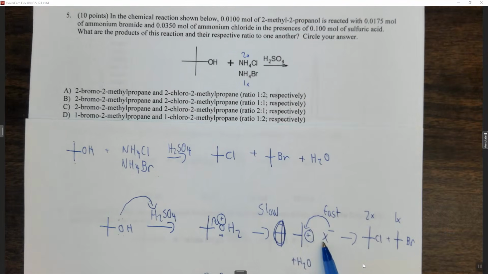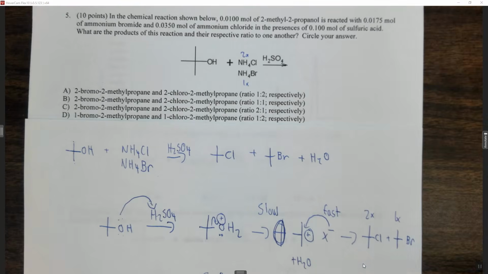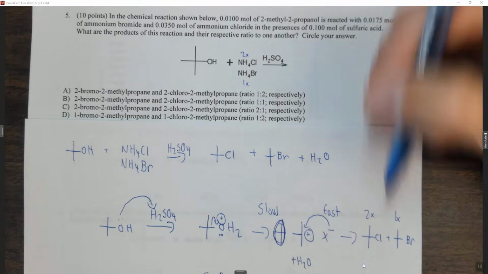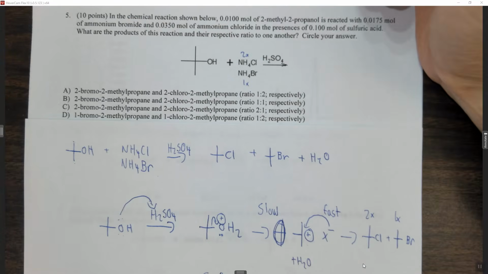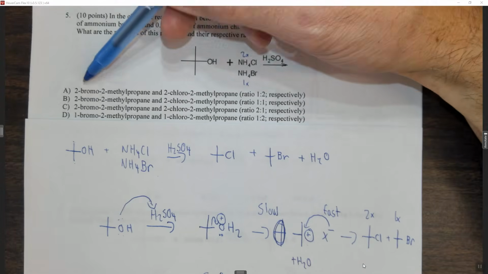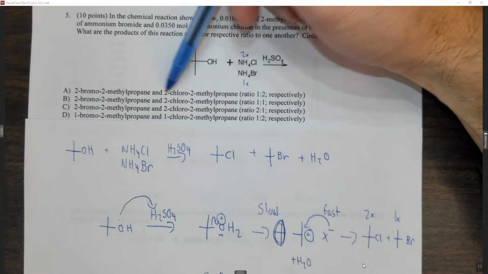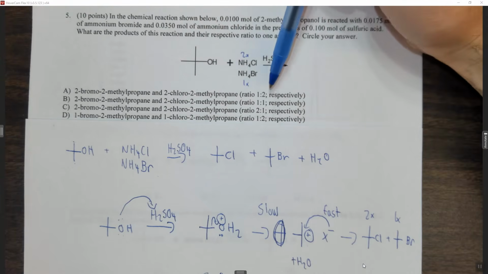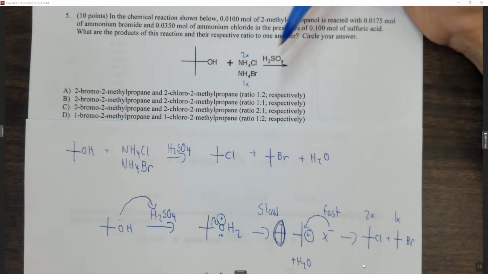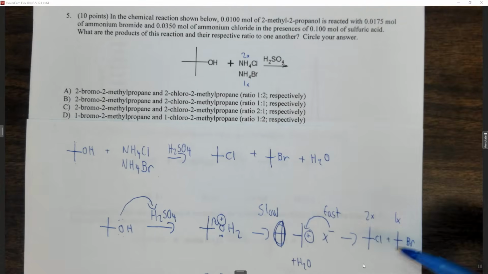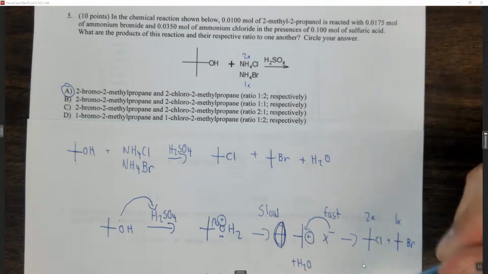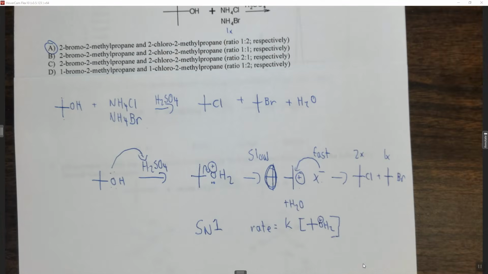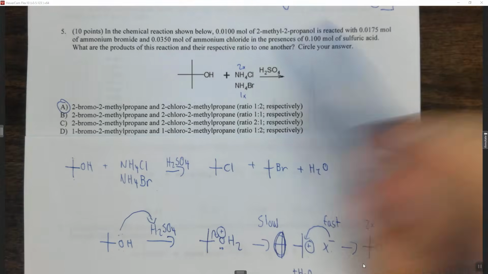So since the nucleophile is not in the rate law, it doesn't matter which the nucleophile is, and the ratio of the products should be the same as the ratio of the nucleophiles. So in this case, we should expect to get 2-bromo-2-methylpropane and 2-chloro-2-methylpropane in a 1-to-2 relationship. We should have 1 of the bromo and 2 of the chloro because of the fact that the nucleophile is not in the rate law and therefore is not part of the strength of the nucleophile. Doesn't matter. Whatever their initial ratio is is what we should get.